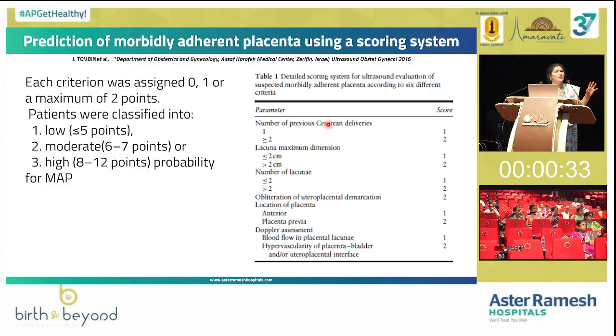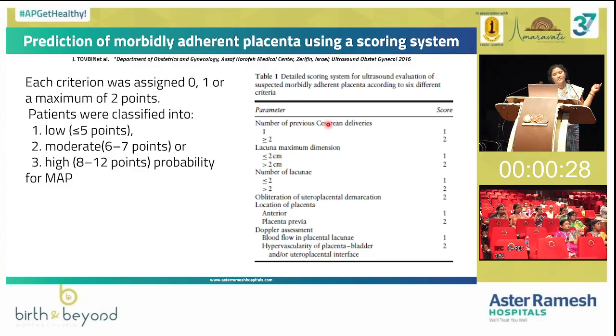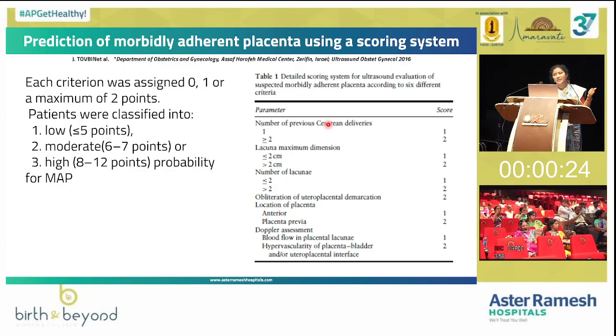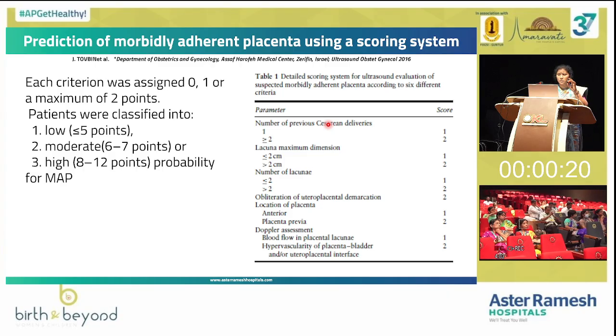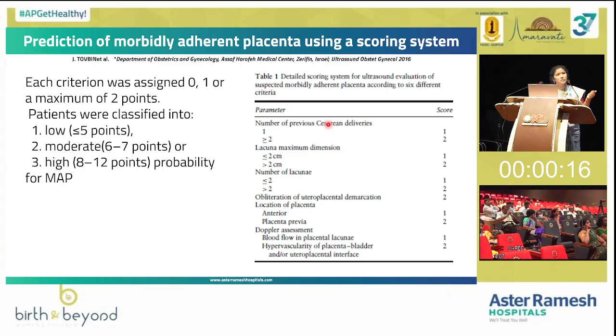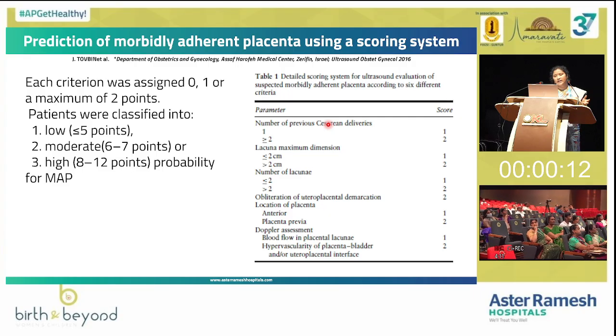So we need not see all these when we do a scan. But they have given a criteria. So, number of previous cesarean deliveries: if it is more than 2, the score comes 2. Lacuna dimension: if it is more than 2 centimeters, then 2. And number of lacuna, less than 2 or greater than 2.